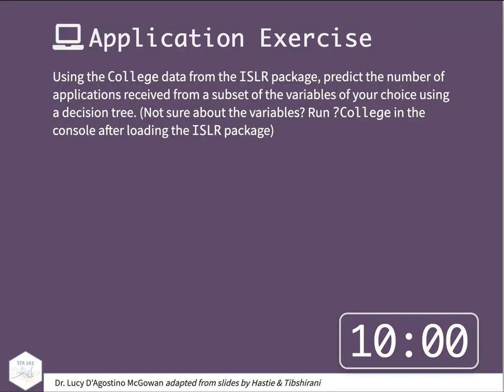All right, so for your application exercise, I want you to use the College data from the ISLR package, and I want you to predict the number of applications that were received from a subset of the variables of your choice using a decision tree. And if you're not sure what variables are there, you can run question mark College, the name of the data set, in your console after loading the ISLR package to check it out. And so basically, I want you to follow the same steps that I used with this baseball data, but using this college data instead.